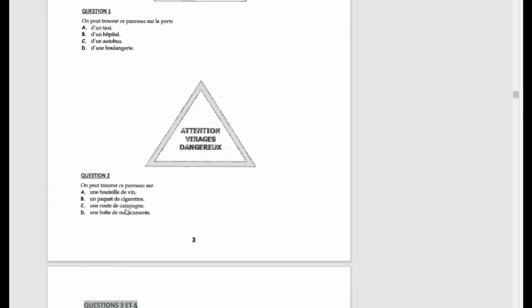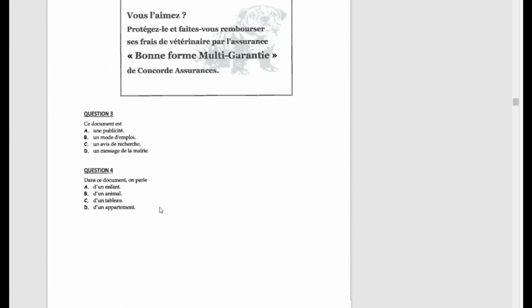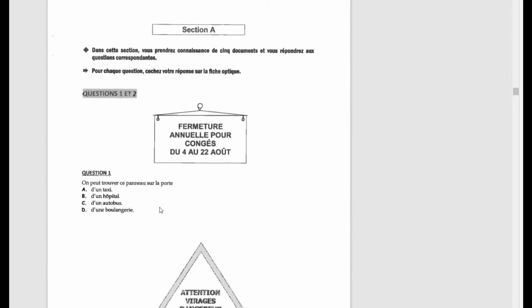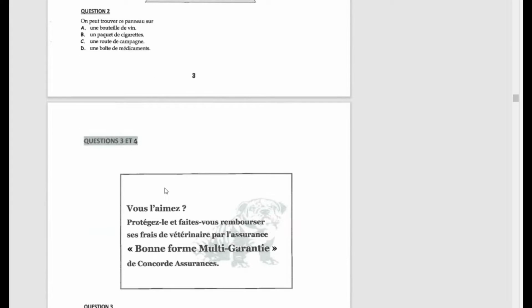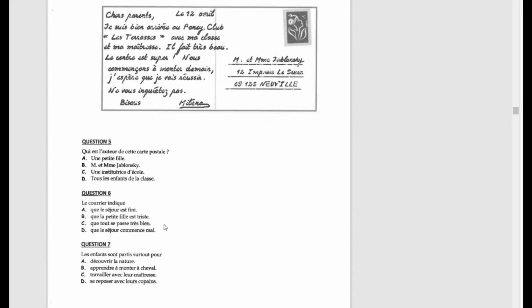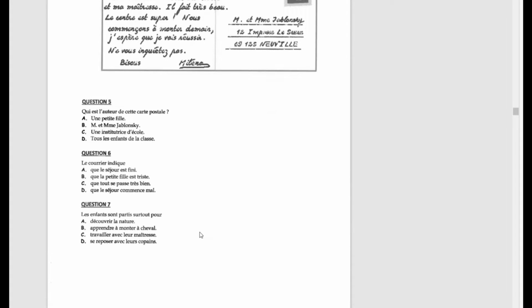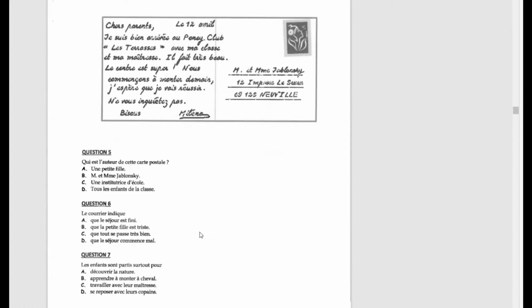So campagne is the right answer. Une route de campagne. Similarly, you will have a couple more images. The first two images had just one question each. The next image will have two questions, and the next two images, like this one and this one, will have three questions each. So maybe let's go through one here.